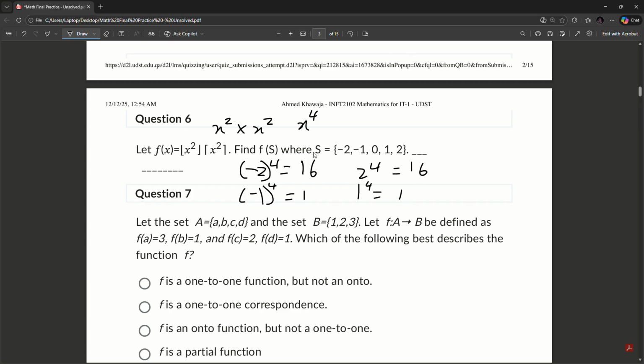And now, because this is a set, you see these are duplicates. Because this is a set, you cannot add the duplicate data. So all you have to do is 0, 1, 16. It's preferred in that order.